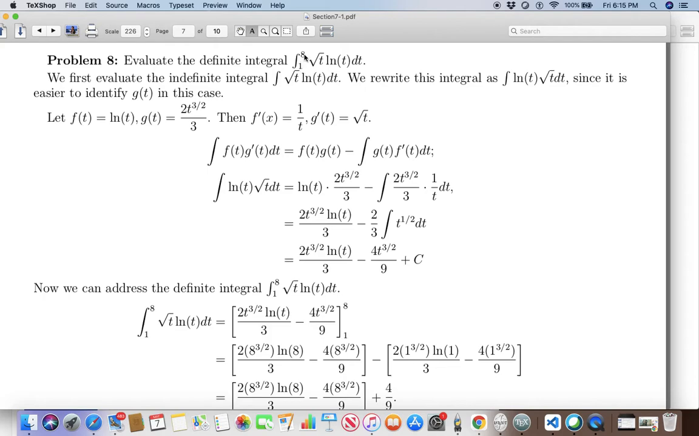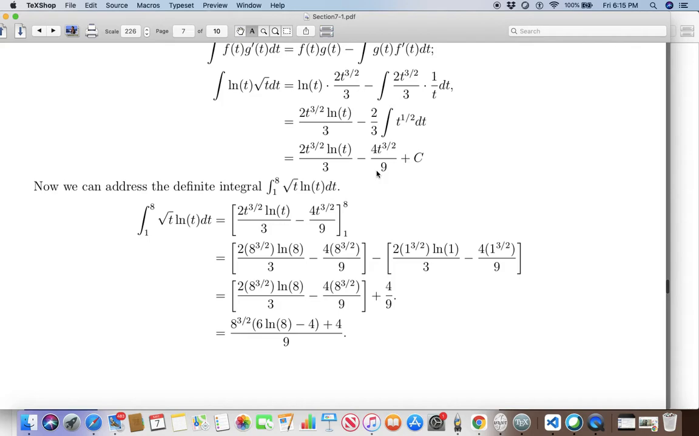Now to evaluate the definite integral with these limits, you apply your result, evaluate it at 8 and 1 and find their difference. Okay, 8 to the power 3 halves, natural log of 8, 8 to the power 3 halves, minus 1 to the power 3 halves, natural log 1, 1 to the power 3 halves. The thing to note is natural log of 1 is 0. So this term doesn't show up.